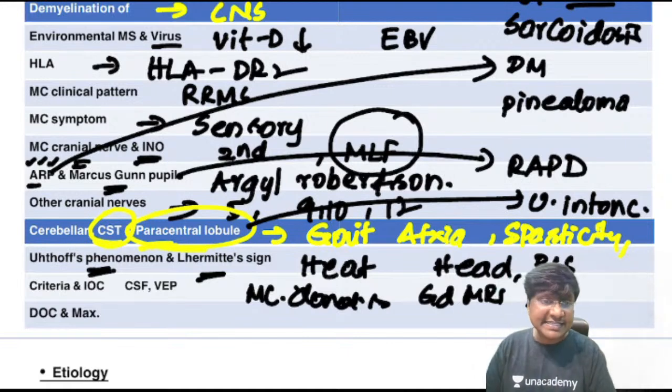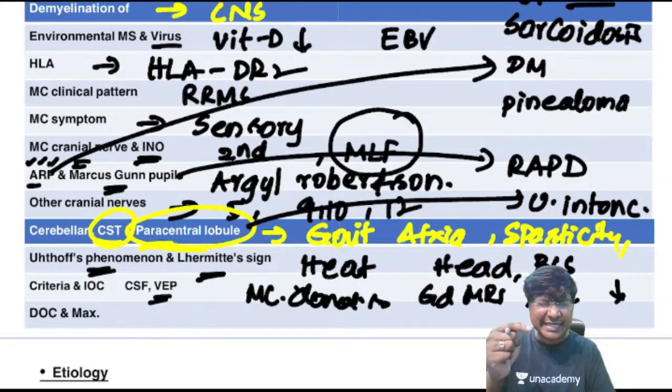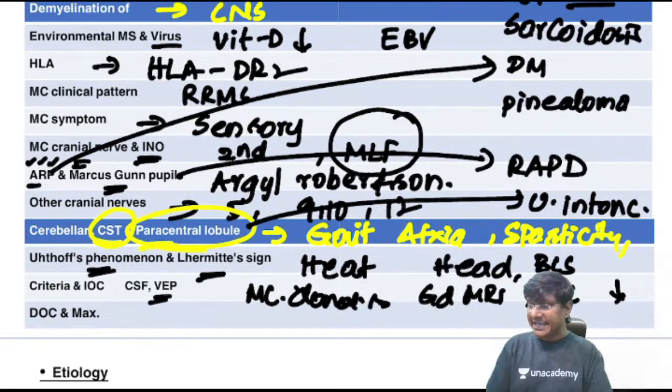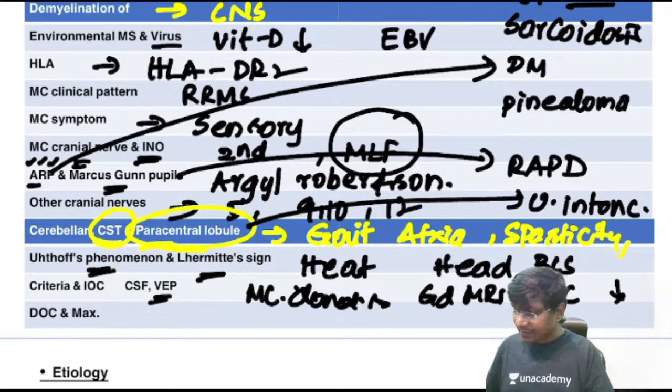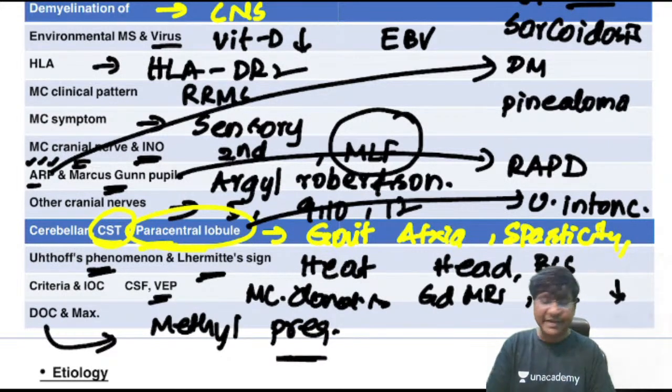Then what will the CSF show? CSF will show the presence of oligoclonal bands. And what will the visual evoked potentials show? Visual evoked potentials will show a decremental response in case of multiple sclerosis. Then what is the drug of choice? The drug of choice for multiple sclerosis for acute episodes will be methylprednisolone.